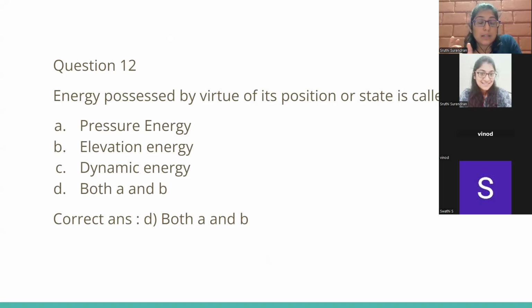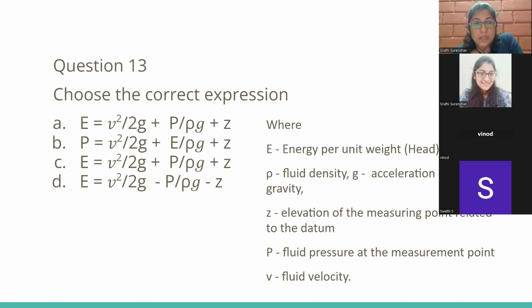Dynamic energy is a function of the velocity of the water. So these are the three forms of energy possessed by water that is giving it its total energy. Now, this is giving us the expression for the total energy of water. Here I've mentioned what each term is representative of.